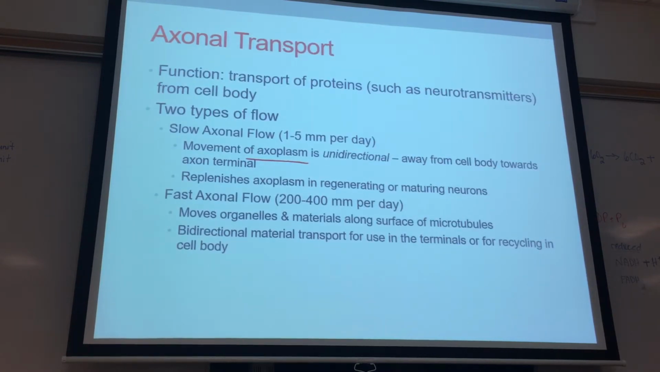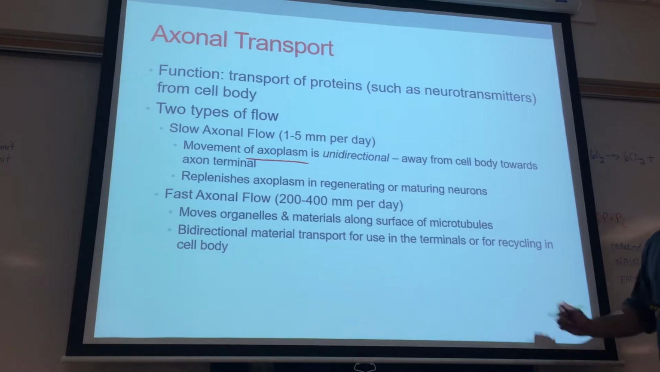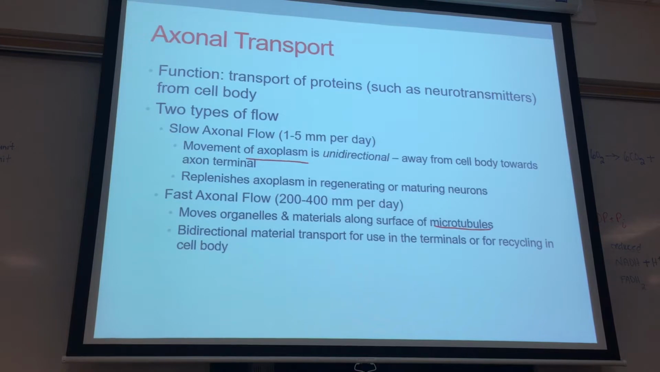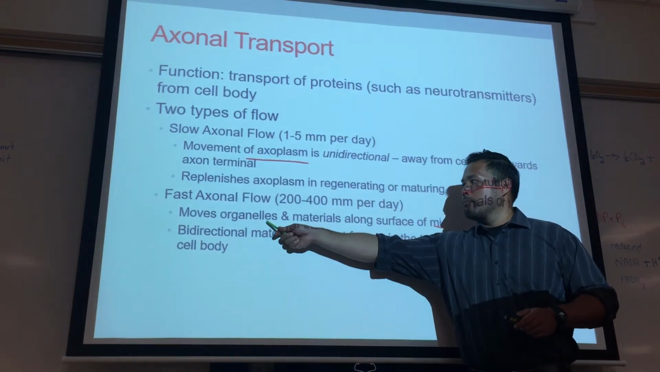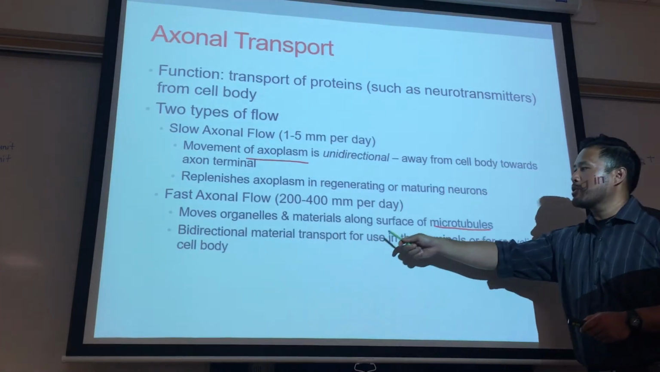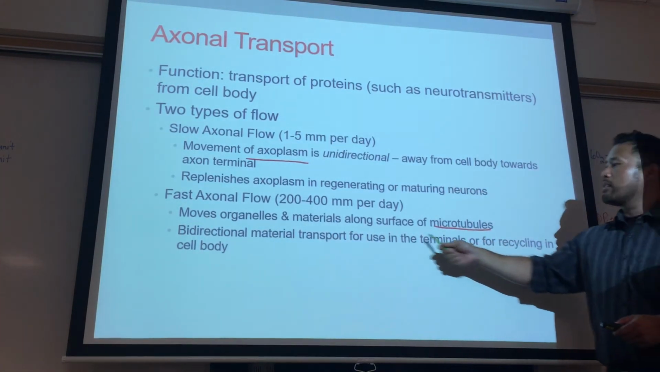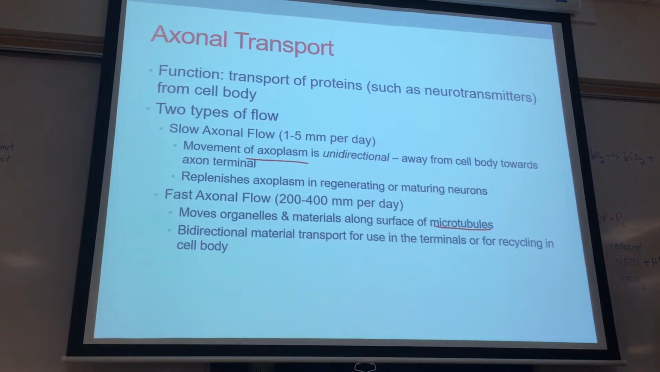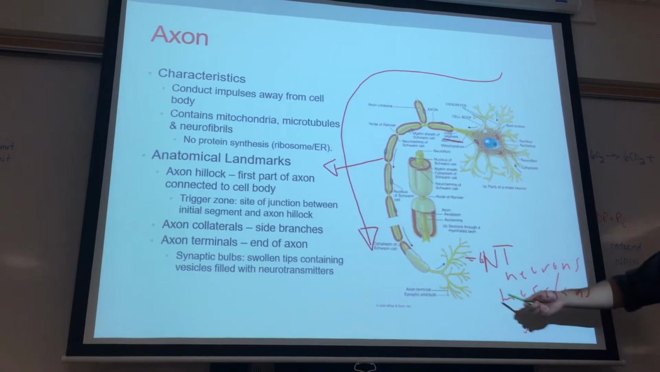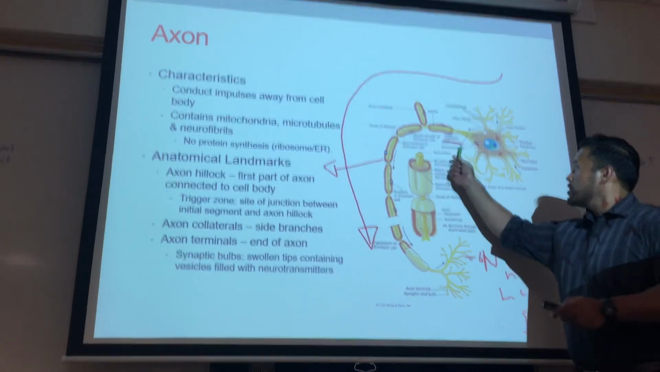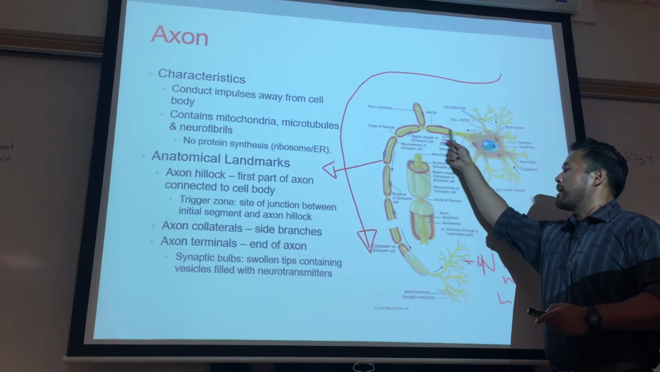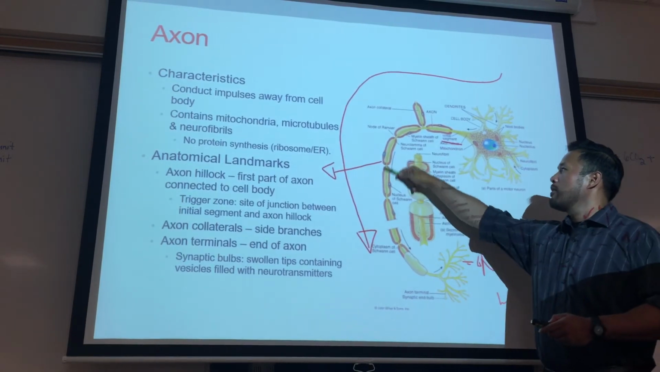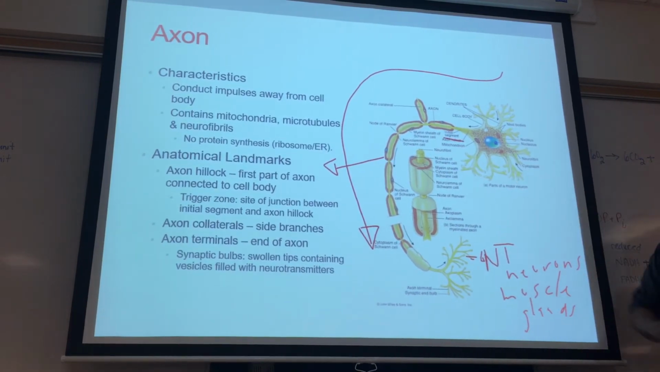Now the other section on here is fast axonal flow, where this is moving through the use of microtubules. Again, the cytoskeleton. The microtubules serve as a highway for the organelles to be moved down. It's the whole structure that moves them along and moves the stuff that's also attached to the organelles. So this allows back and forth movement from the synaptic bulbs back to and from the cell body. So here you would expect to see bidirectional fast movement to exchange with that.